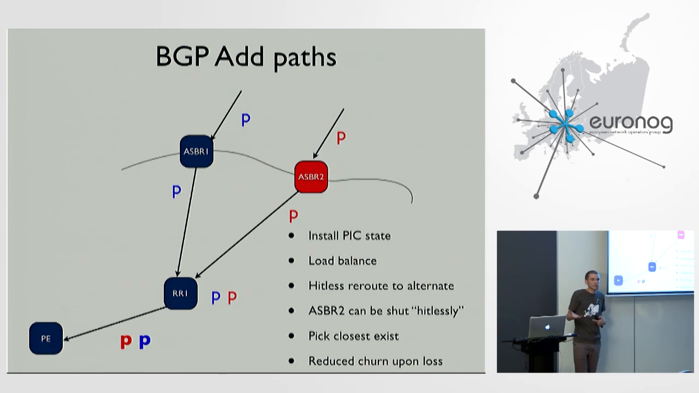So basically, what this draft enables is you do not change your IBGP topology, and you can install PIC state, load balance among multiple next hops, not care about maintenance anymore, pick the closest exit, and you can also, I will discuss that later, reduce the amount of churn, the amount of stress that you put on your customers' routers, because thanks to the fact that you have a better knowledge of your alternate paths, you will send much less transient updates to your neighbors.